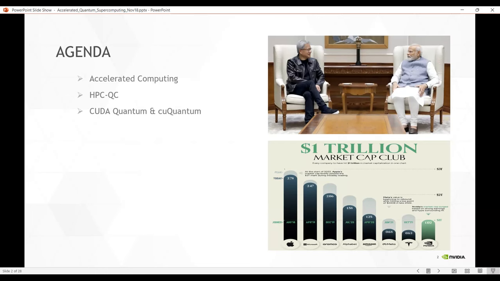With that, on the right side, what I am showing is that recently our CEO Jensen visited India and met with the Indian Prime Minister. After their discussion, there is a significant discussion going on about significant investment in accelerators or GPUs, making computing available for every developer, and the work is going on. As well, we are now a $1 trillion company, in that market cap.